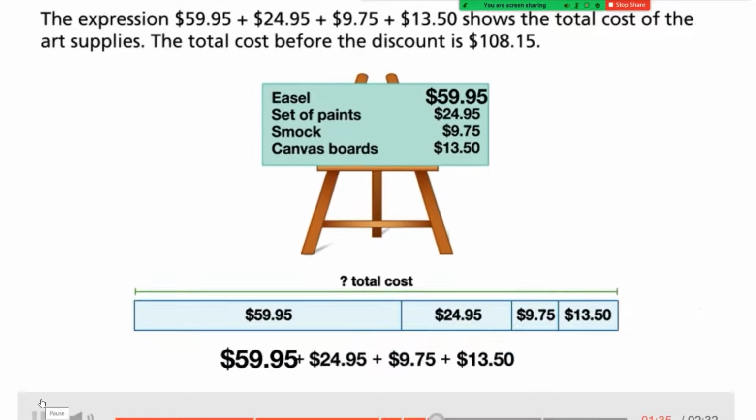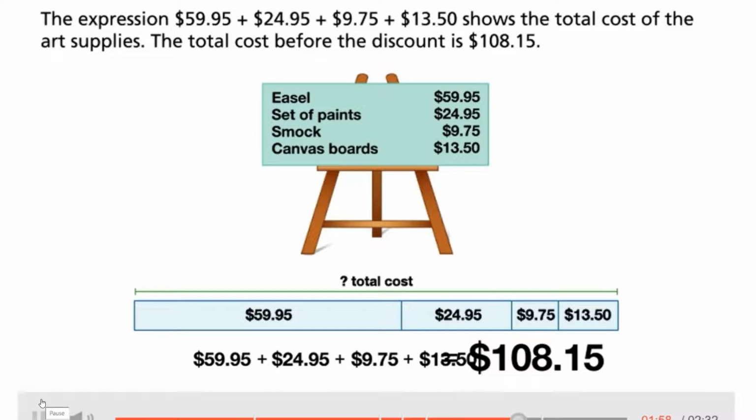The expression $59.95 plus $24.95 plus $9.75 plus $13.50 shows the total cost of the art supplies. The total cost before the discount is $108.15.